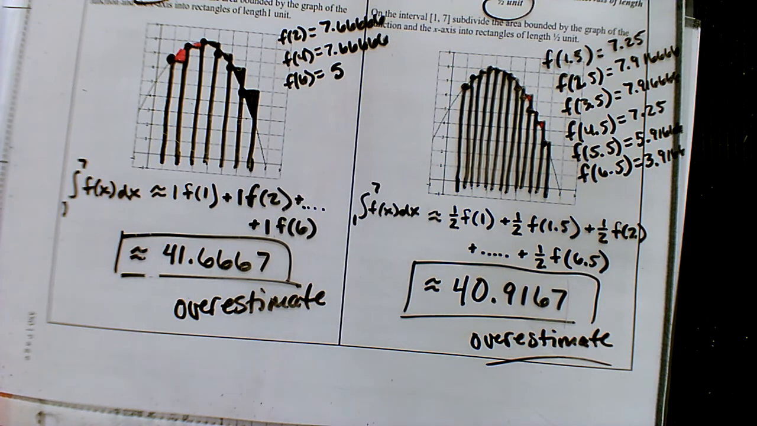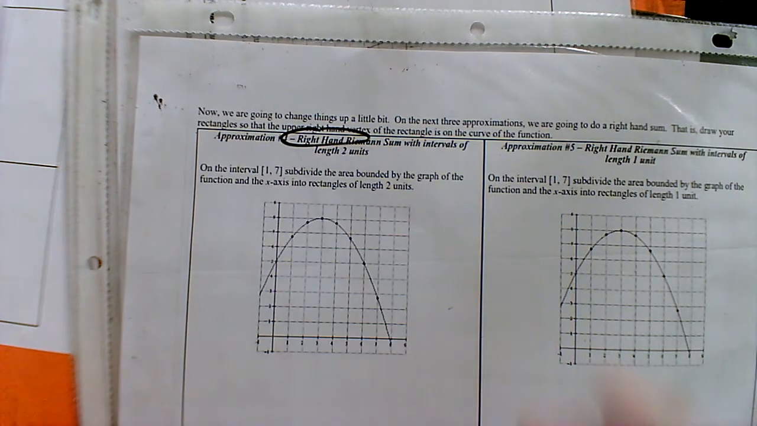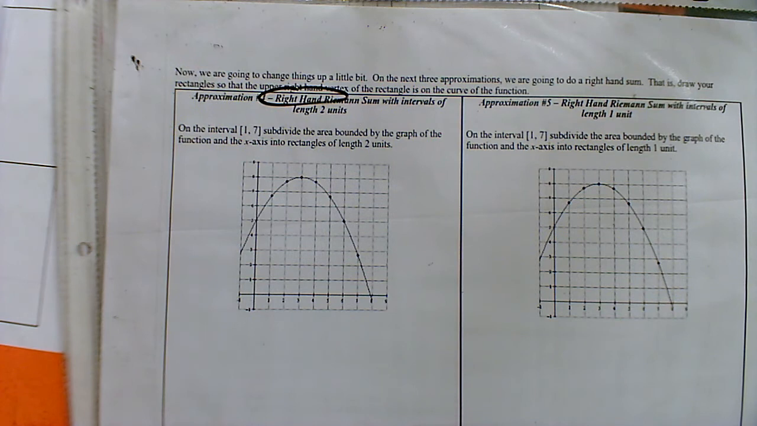Okay, how are we doing with left endpoints? Pretty good? Okay, let's try a few more. This time, let's switch it up and do a right-handed Riemann sum. So instead of doing a left endpoint, we're going to do a right endpoint.